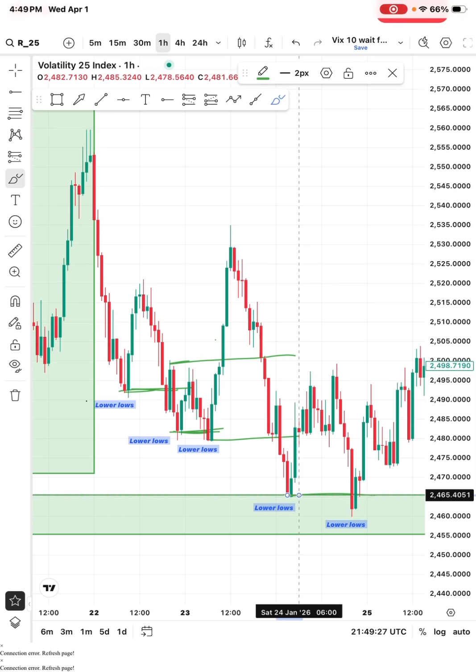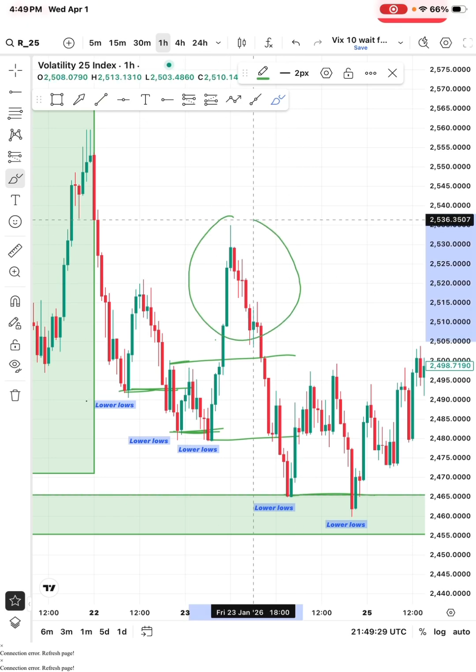What happened over here, this was a liquidity sweep, right? So when we're correcting, we want to see that the lower lows are being broken. That's how we know that the correction is not over, because the lower lows are being broken. So it shows you that the market is still in a downtrend. The market has not finished correcting yet.